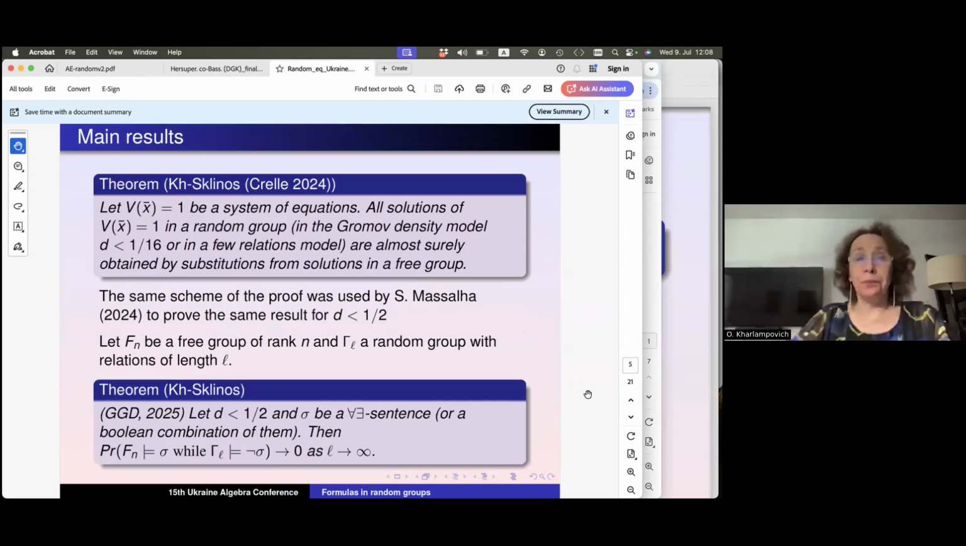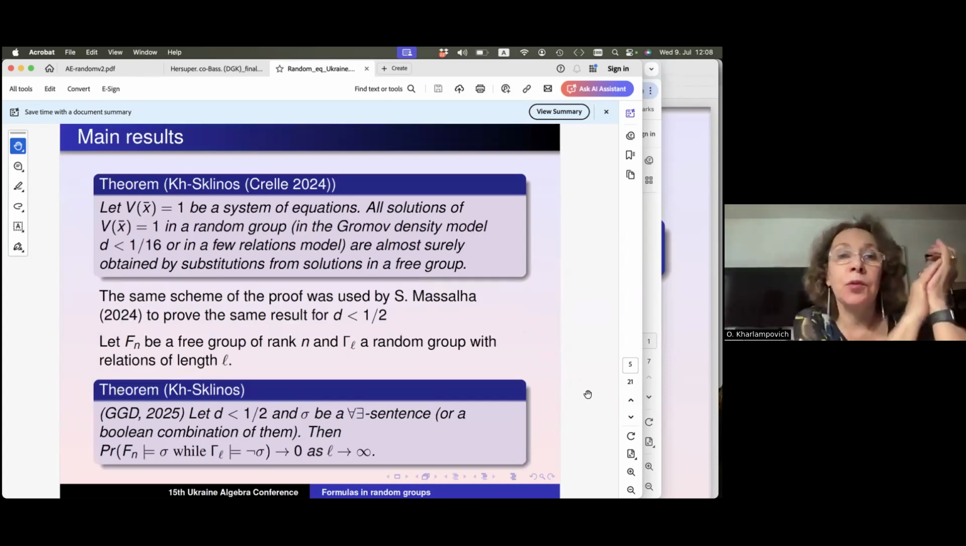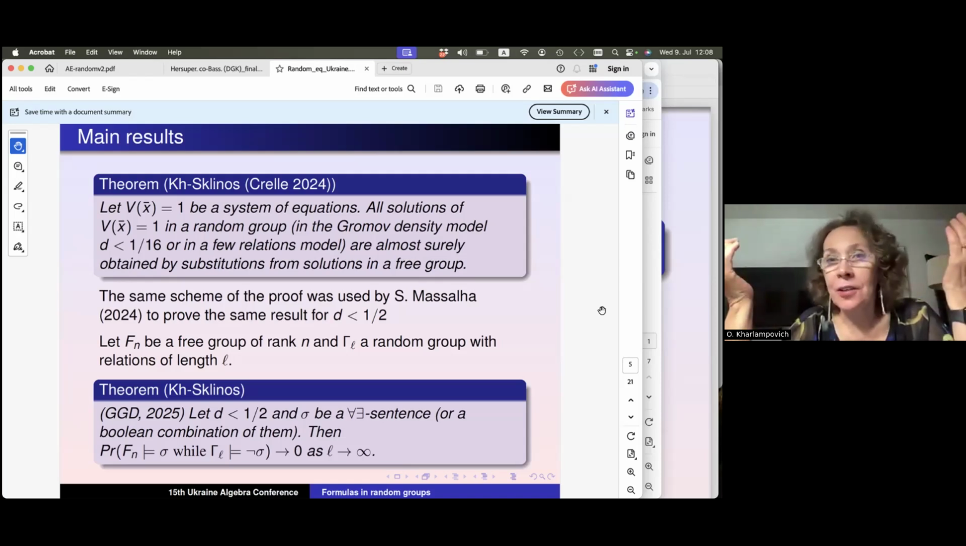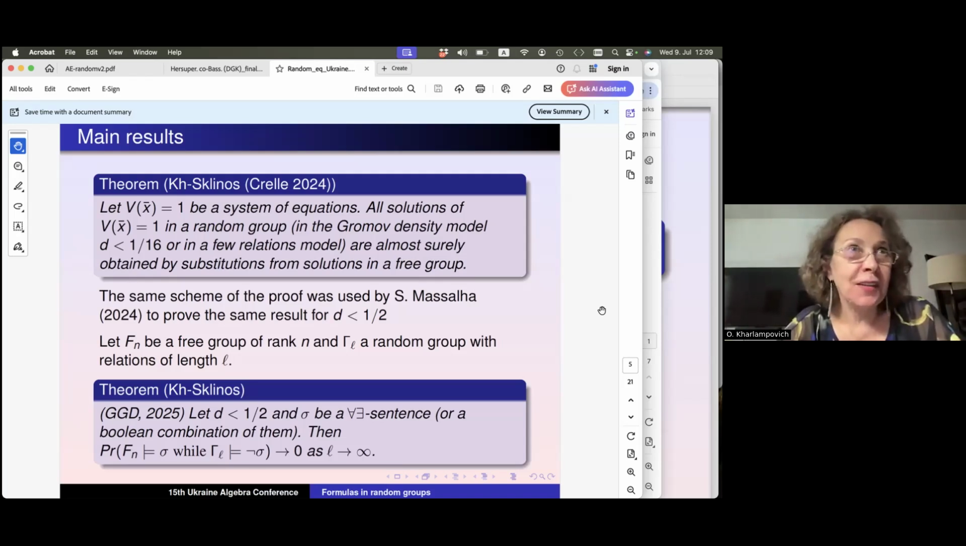Okay, and so here are the main results I'm going to talk about. With Rizas Klinas, we proved that before one deals with first-order sentences, one has to understand how equations behave in the group. Because a first-order sentence has a quantifier prefix, and then a conjunction of disjunctions of equations and non-equations. So let V of X bar be a system of equations.